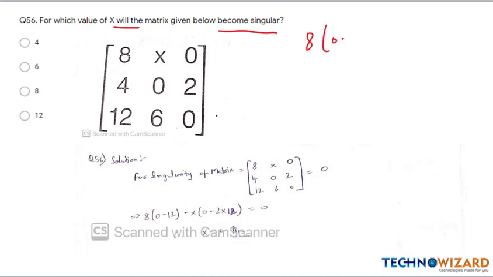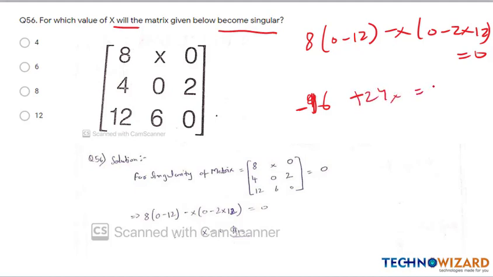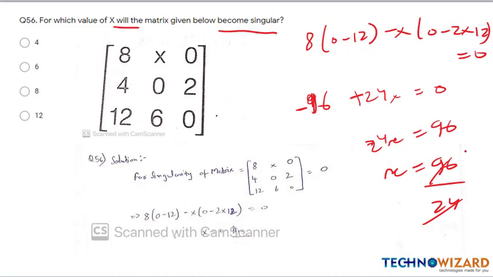This will be 8 of 0 minus 12, minus x, 0 minus 2 into 12, which is equal to 0. Minus 12 into 8 will be minus 96. Minus x, that is minus 24, so plus 24x, is equal to 0. Therefore 24x is equal to 96 and x is equal to 96 upon 24, which is equal to 4. x will come out to be 4. Therefore option A is the correct answer.